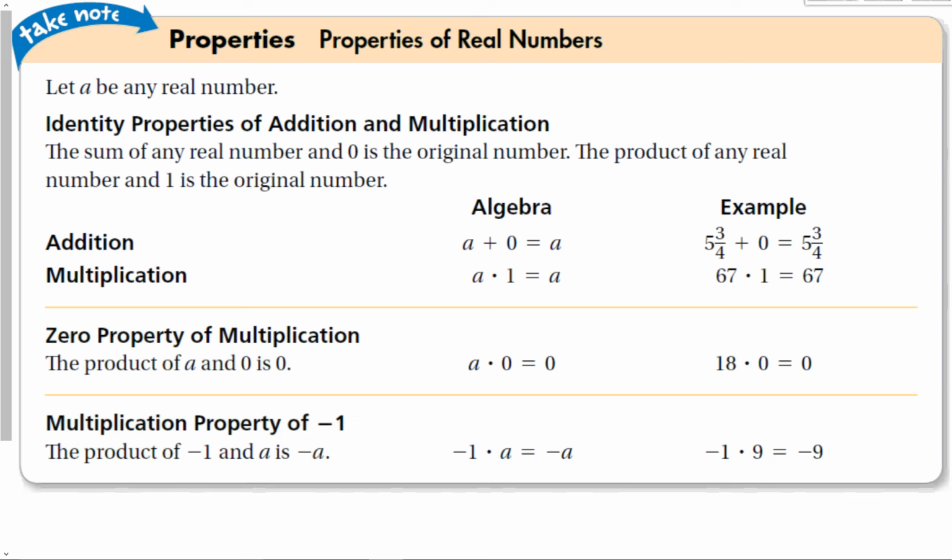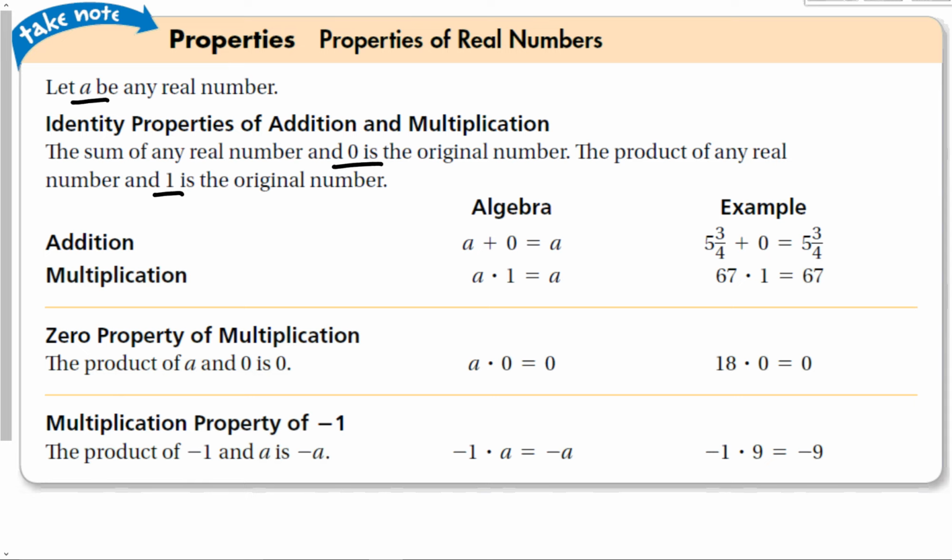Okay? Couple more properties we want to talk about. So let A be a real number. The identity properties of addition and multiplication say that the sum of any real number and zero is the original number. The product of any real number and 1 is the original number. So we have two different things there that when you use the operation, nothing happens. For addition, it's 0. For multiplication, it's 1. Okay? And those are my two identities.